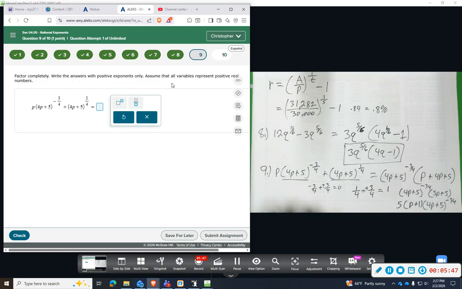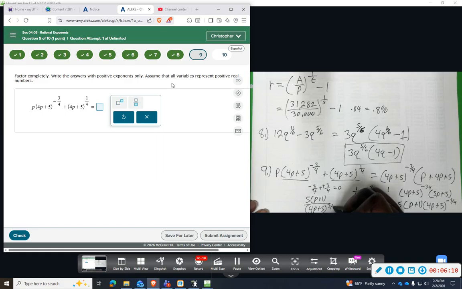Now, do they want us to write it with positive exponents only? Yes. So this negative 3/4, I'm just going to move it down to the bottom. So our final answer, 5 times P plus 1, it's going to be over 4P plus 5 raised to the positive 3/4.